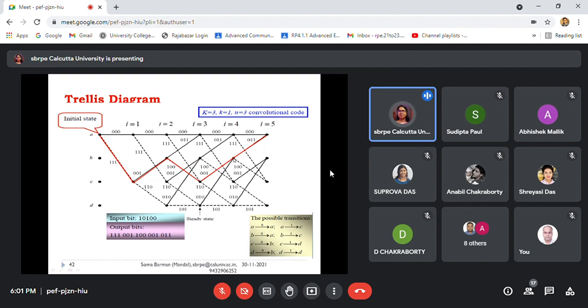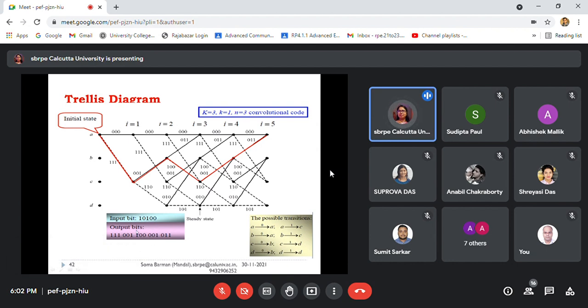So in the B, there are also two paths. One goes to C for the 1 input, and for 0 input it will go to the A state. The B for the 0 input goes to the A state. So the Trellis diagram can be drawn from the state transition, and if the Trellis diagram is given, for any input bit sequence, you can easily encode your bit information.